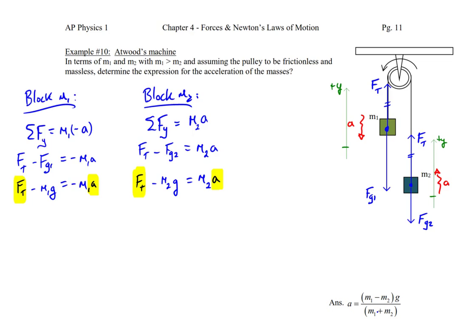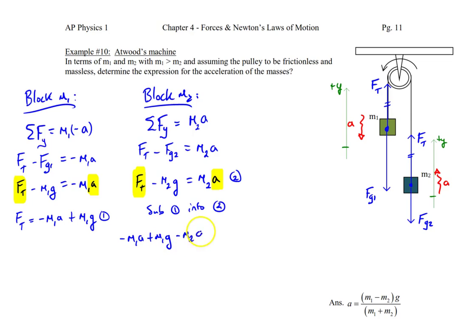So let's write one of the equations so that Ft is by itself. Let's do that for block M1. So we're going to rewrite Ft all by itself. Ft would be equal to negative M1 times A plus M1 times G. I'm moving that over to the right side. And I'm now going to substitute this equation, we'll call that 1, into equation 2. So we're subbing 1 into 2 here. And so now what we'll do is replace Ft with negative M1 times A plus M1 times G, minus M2 times G is equal to M2 times A.